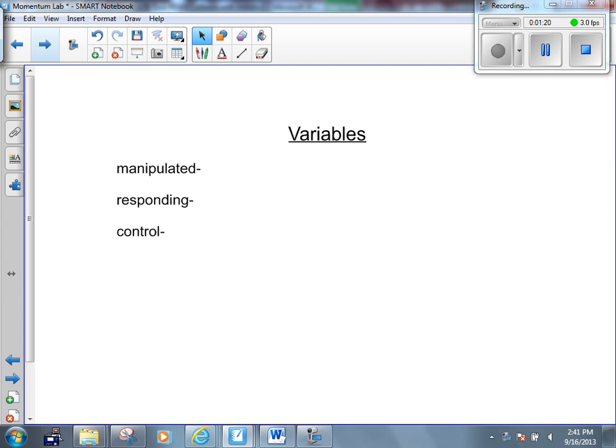The control variable is always the easiest one, it seems, because it's the one that always has to be held constant. It's everything else, right? Everything else besides the manipulated variable and the responding variable. We're not going to go through those right now, but I will go through the manipulated and the responding variable for you. If you take a look up at the front here right now, you see these two carts that we're going to send moving.